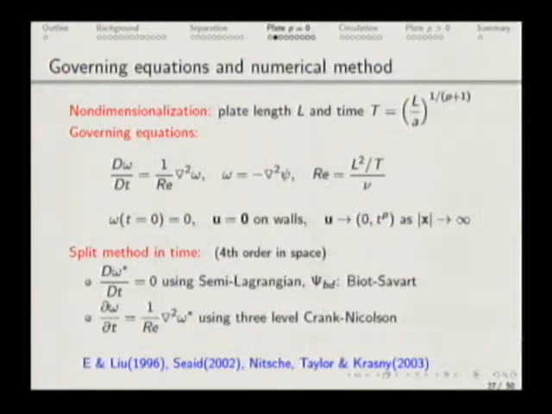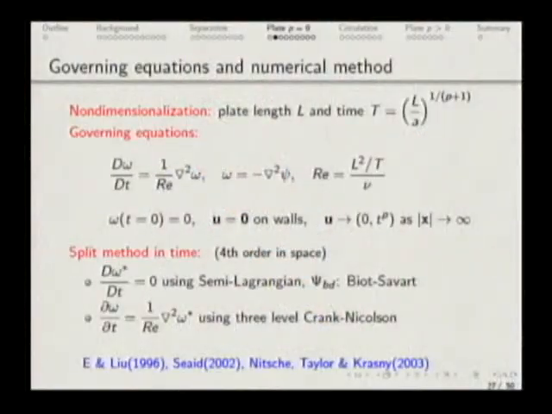I normalize it with respect to this time. The vorticity is initially 0. The velocity is 0 on the wall, so this is my finite plate now, not the semi-infinite plate. I use a split method in time. It's fourth order. I use fourth order approximations whenever we can, and this is really based on Ling's thesis. She did a great job with this. The convection is solved using a semi-Lagrangian method.